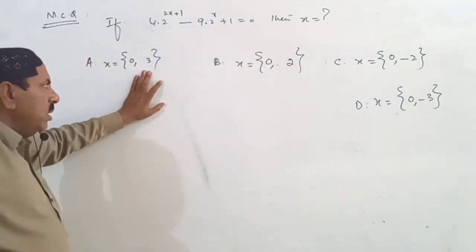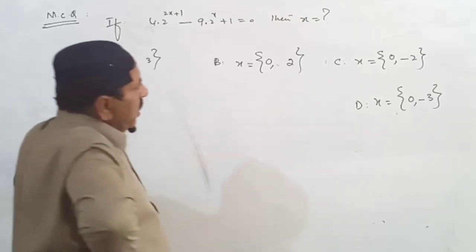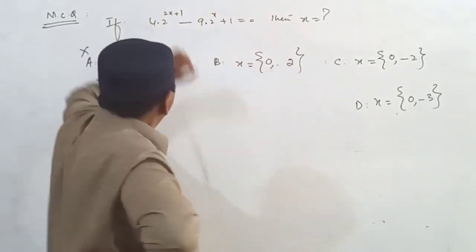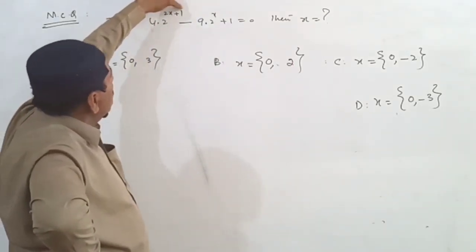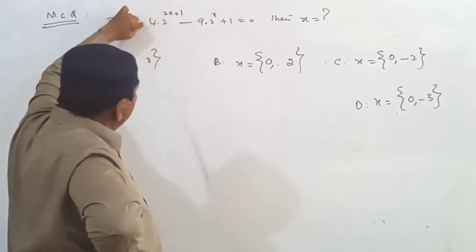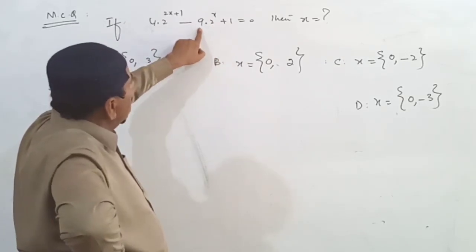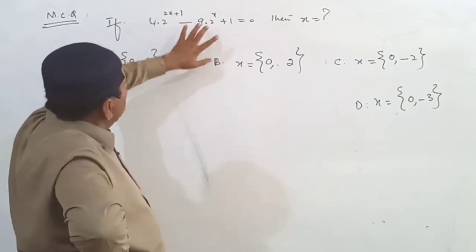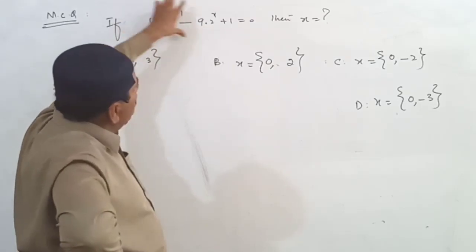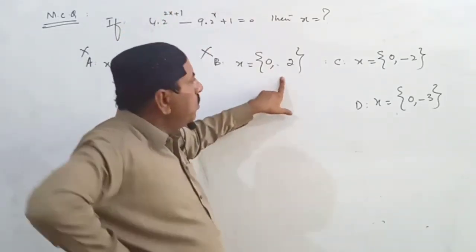So 3 cannot be the correct answer, which means this option is not correct. If we consider 2, then 2 to the power 4 plus 1 is 5, 2 to the power 5 is 32, 32 into 4, and 2 squared is 4, 4 into 9 is 36. There is a huge difference between this value and this value, so x cannot be equal to 2.